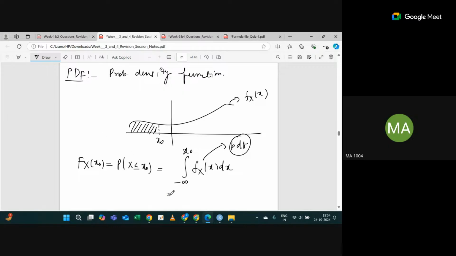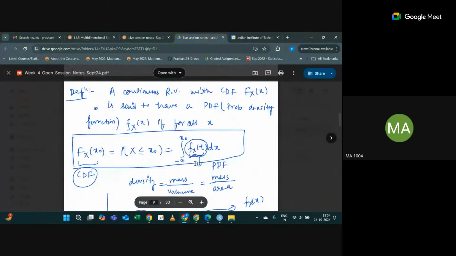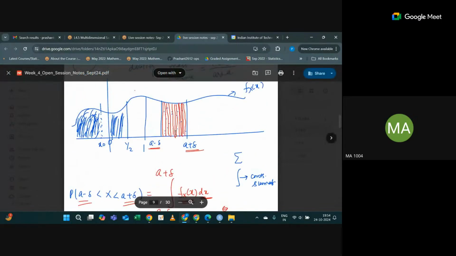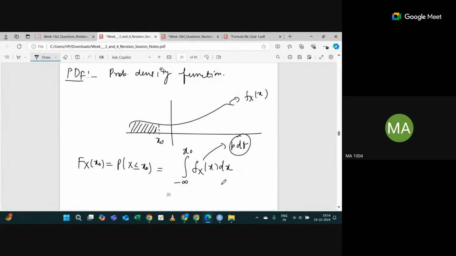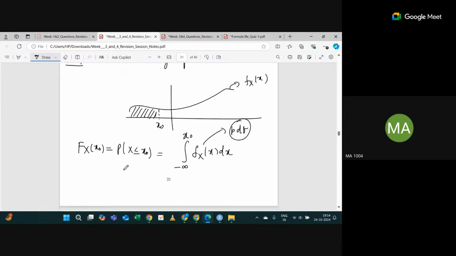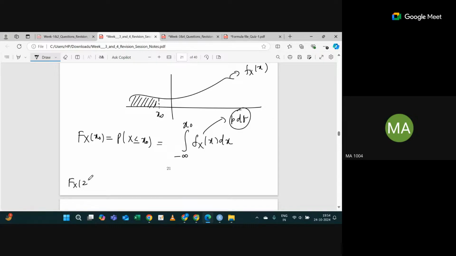This is something we have seen. You can see we have already discussed this kind of strips. The key thing is, in case of discrete, we use the summation sign. Suppose x is discrete and you want to calculate fx of 2, then you will add probability x equal to 1 plus probability x equal to 2, right? But if x is continuous, you have to integrate that part. The sign of integration is nothing but called continuous summation.